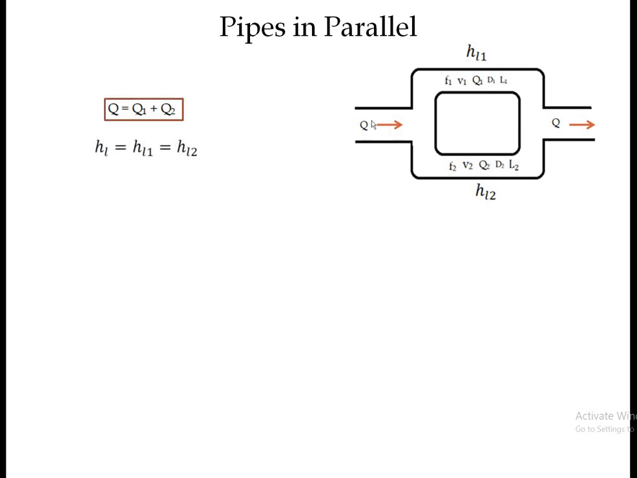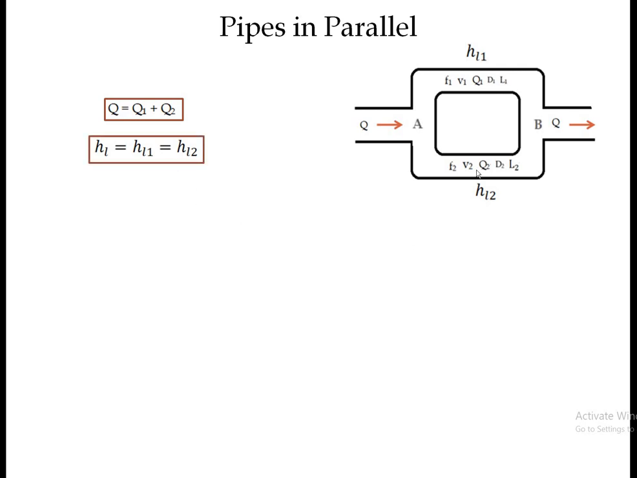The second condition is what? The total head loss is always equal to the head loss in pipe 1 and the head loss in pipe 2, which are connected in parallel. In the series case, the total head loss is the addition of all head losses. But here, the head losses HL1, HL2 of the pipes connected in parallel are the same. So this is the second condition and it is very important.